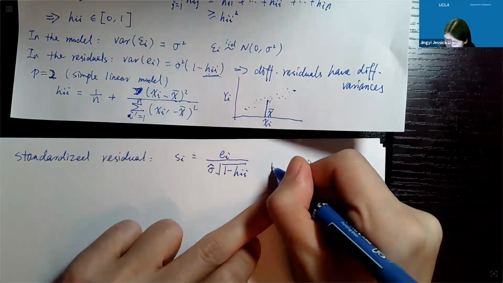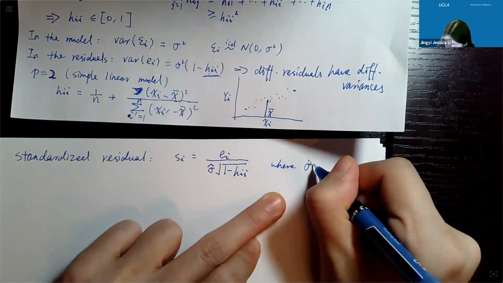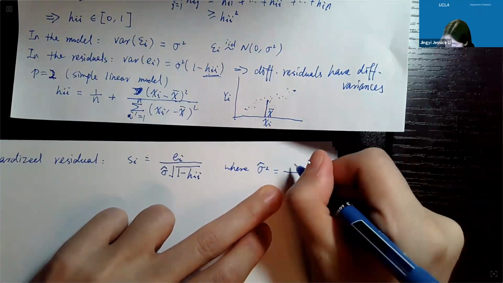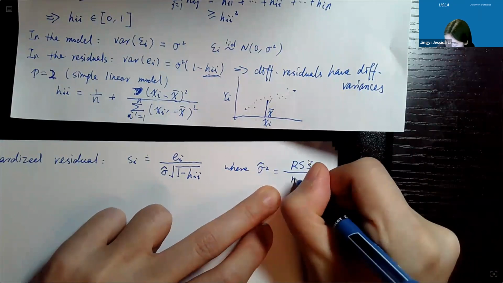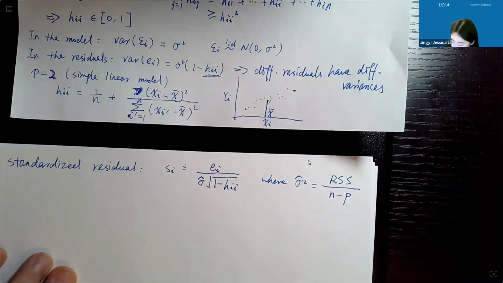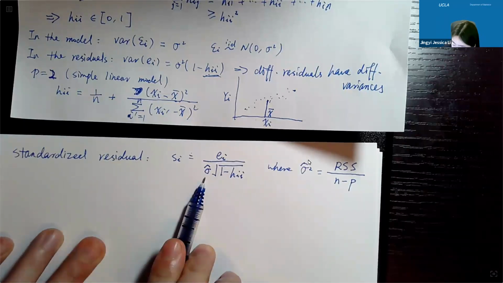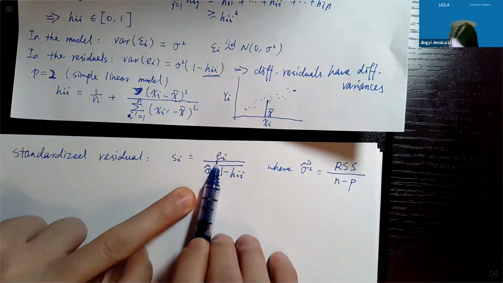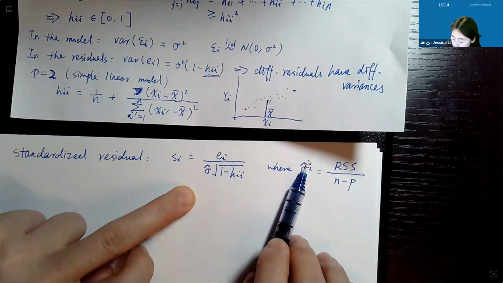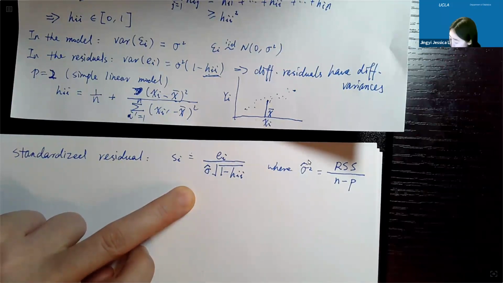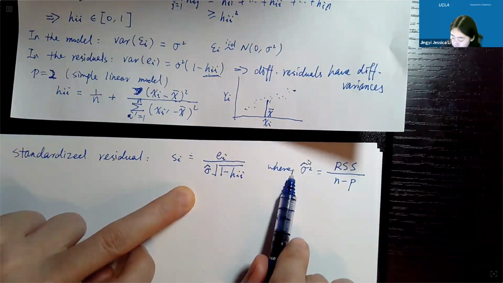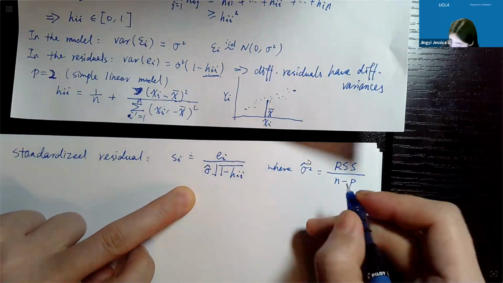Here, sigma square hat is what we estimated before. It's the residual sum of squares divided by n minus p, the unbiased estimator we constructed before. Given that this is normally distributed, and also given the law of large numbers, this will converge in probability to sigma squared as n goes large.